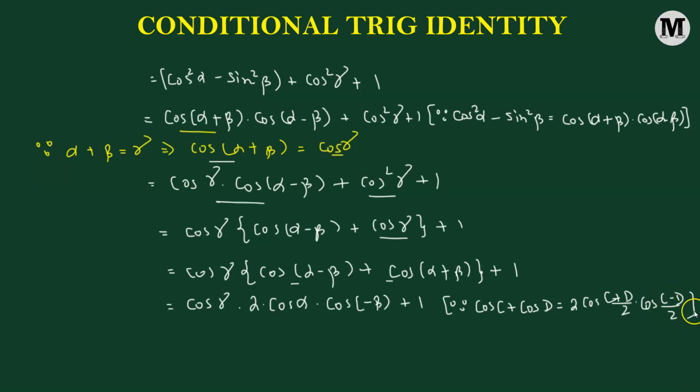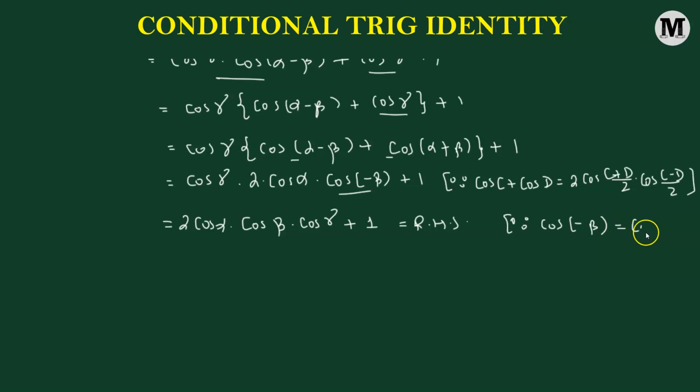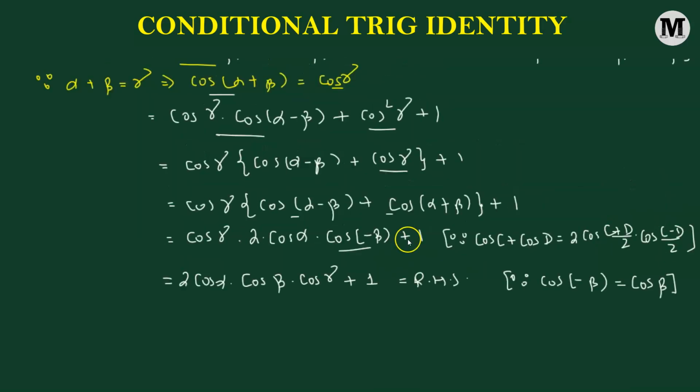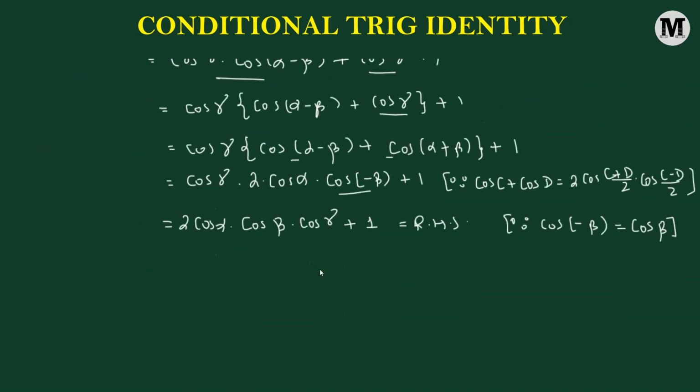Okay, fine. So this is going to be equal to, now we get 2 times cosine of alpha times the cosine of negative beta. This is the same as cosine of beta, because cosine is an even function. And then we have cosine of gamma added to 1, and this is the right hand side. Here we have used the fact that cosine of negative beta is the same as cosine of beta. Okay, so we can verify that. So we have 1 plus 2 cosine alpha, cosine beta, and cosine gamma. Thus we have successfully verified that the left hand side is equal to the right hand side, hence proved.